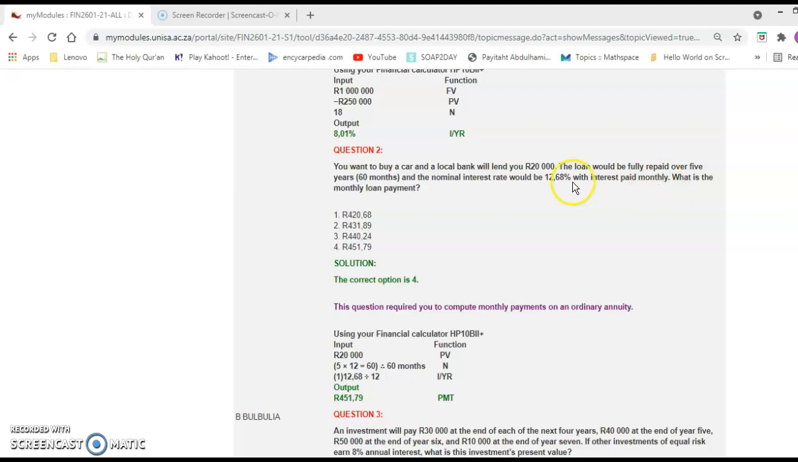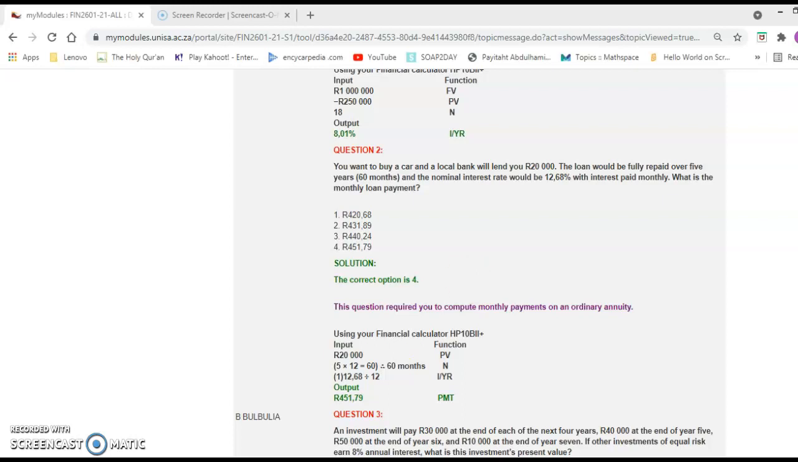So the first thing we need to adjust is N, which is the number of periods. To calculate it, we say 5 multiplied by 12, because it's 5 full years with 12 months each. So your number of periods is 60. Next, to calculate the interest rate, we take the 12.68 and divide it by 12, and this gives the interest rate per month.